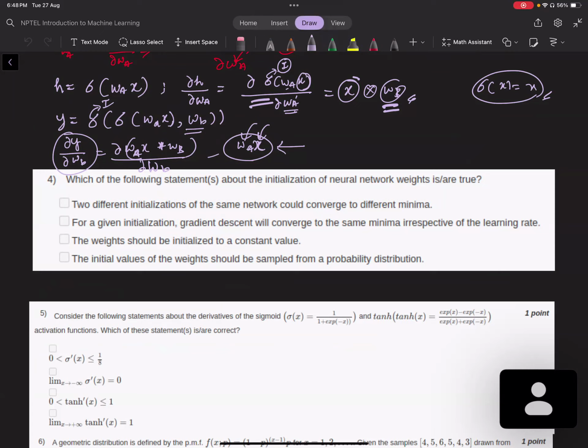What do you reckon? Okay, there is chat. 3 is B and D. How can you explain? Okay, so this is done, right? 3 is done. Bharti is telling answers. Nice. Okay, option 1 is: two different initializations of the same network could converge to different minima. I know you shouldn't be spending much time on these questions, but since a lot of very beginner people are joining, I'll try to do as much as possible.